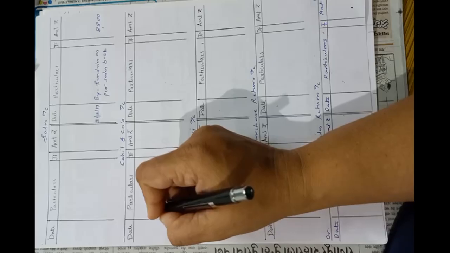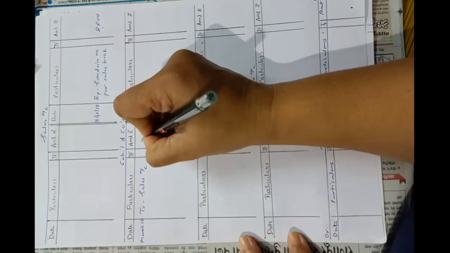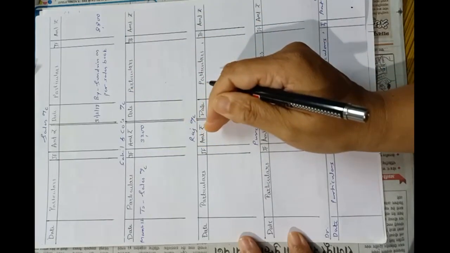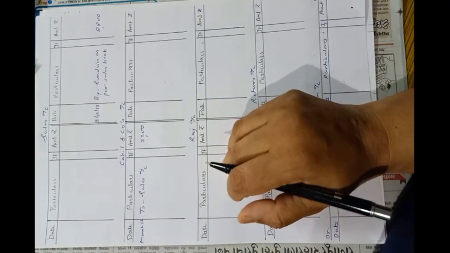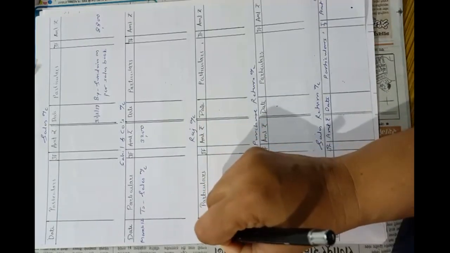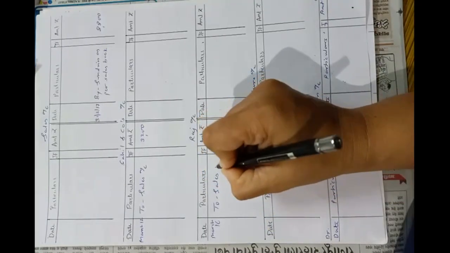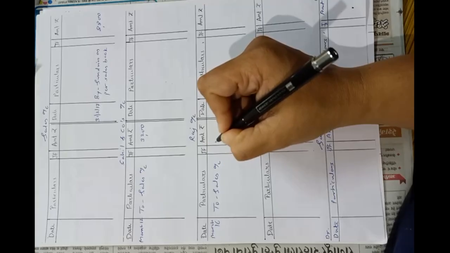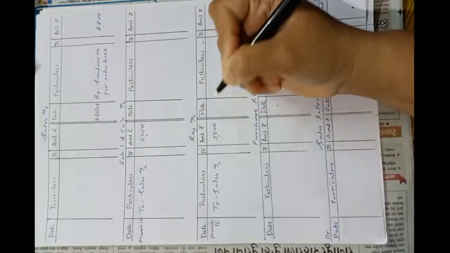So Sahil and Company's date is 12th March. So March 12th to sales account, amount is 3,200, and debit side of Raj's account on 16th March to sales account, and the amount is 5,600. Okay, now sales return book.